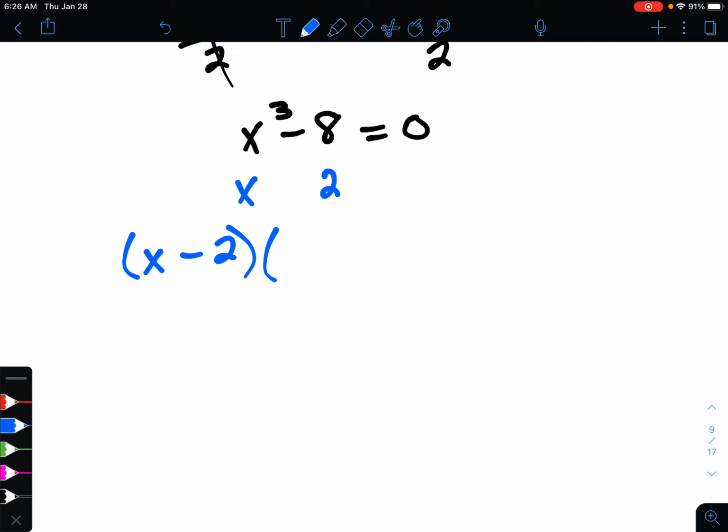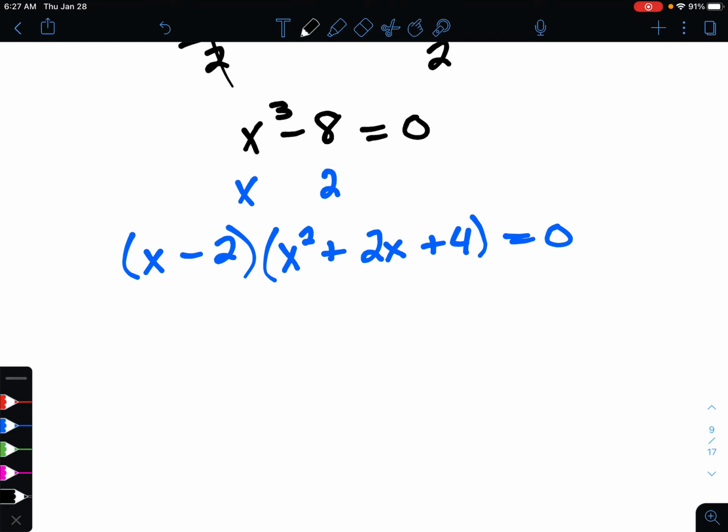And then our second parentheses, we're going to take a squared, which is x squared, plus ab, so that would be x multiplied by 2, which is 2x, plus b squared, so plus 4. All of that being equal to 0. Now, remember that the second factor, so x squared plus 2x plus 4, is not factorable.